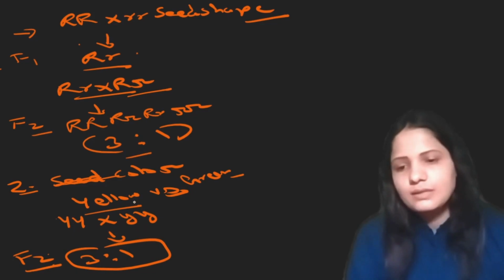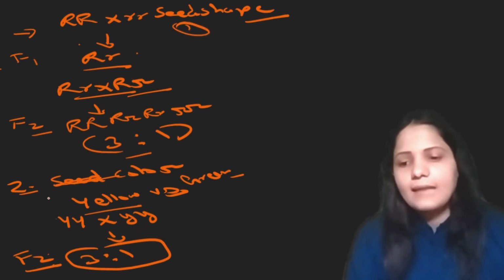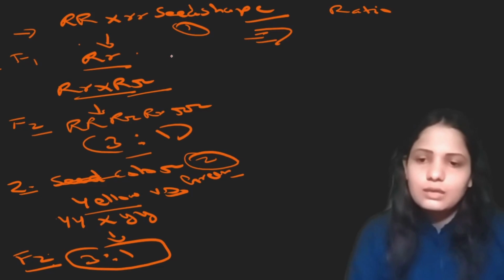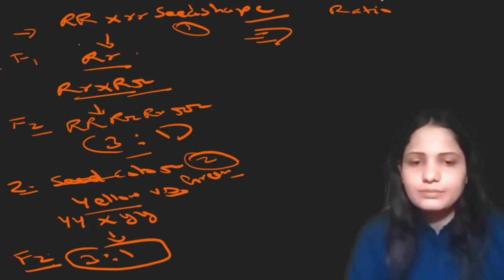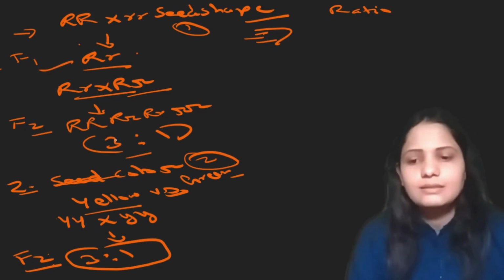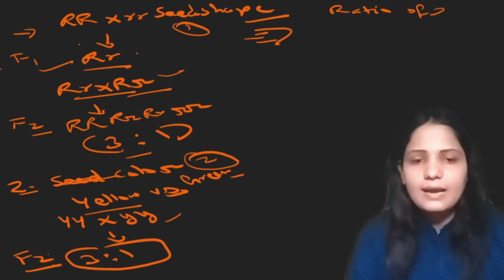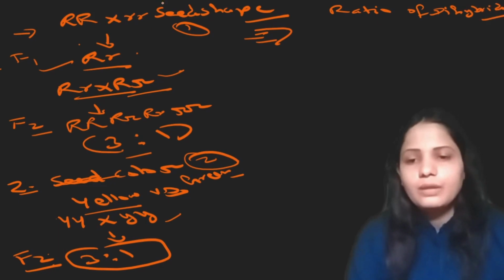We have a 3 is to 1 ratio for trait 1 and a 3 is to 1 ratio for trait number 2. How will we obtain the ratio of a dihybrid cross? These were the ratios of the monohybrid cross, as we considered only one trait at a time. Here we considered seed shape, here we considered color. Now the dihybrid cross means we are going to take both traits at the same time.